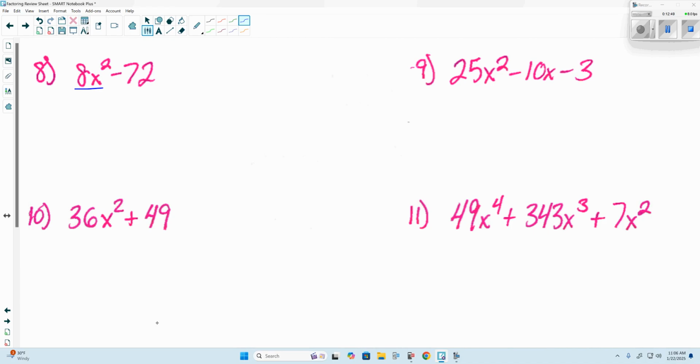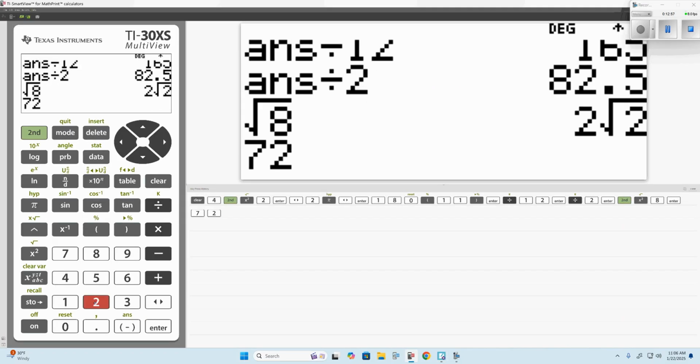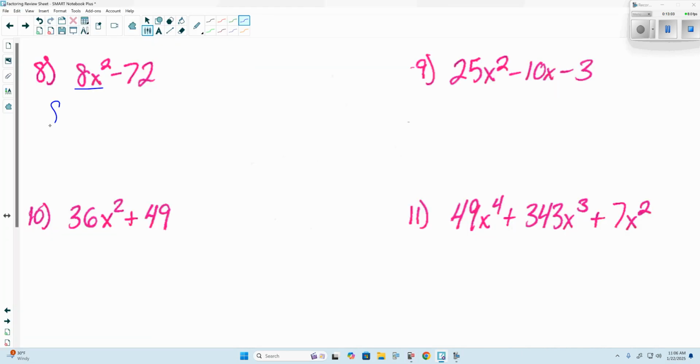Is there a number that goes into 8 and 72? What's 72 divided by 8? So the greatest common factor is 8. So when we factor it out, we do get x squared minus 9.